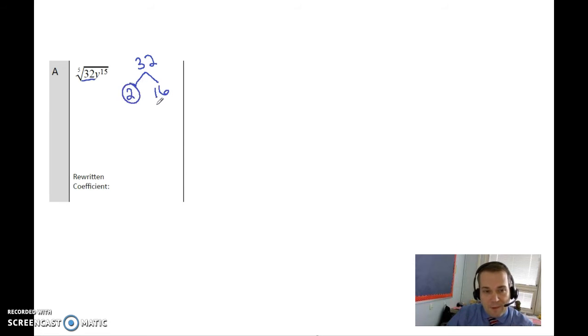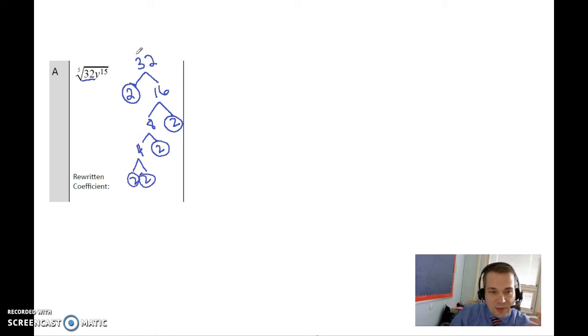This 16 I can break down further into 2 and 8. So I'll make this 2 and 8. This 2 is prime, I'll circle that. 8 I can rewrite as 4 times 2. That 2 is prime. And this 4 breaks up into 2 and 2, which means that this 32 can be rewritten as, well, 2 times 2 times 2 times 2 times 2, or 2 to the 5th. So now I've rewritten 32 as a bunch of stuff to a power.